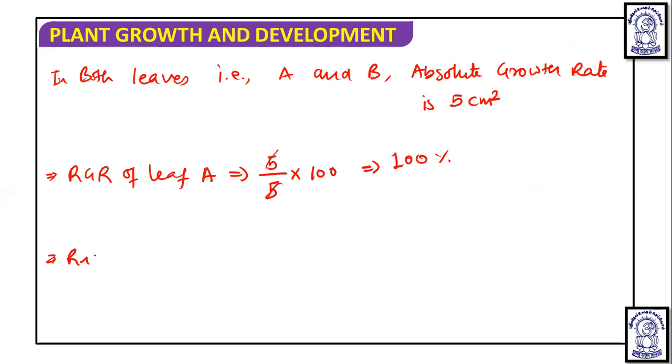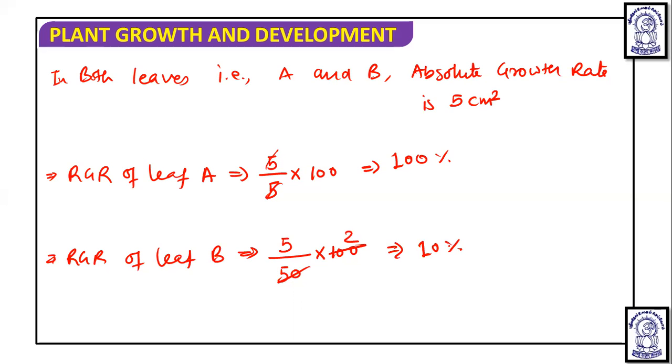But relative growth rate of leaf B is the growth rate per unit time. It is 5 centimeter square, but initial size was 50 centimeter square, into 100, so it is going to be a 10% relative growth rate in leaf B. So relative growth rate in both leaves is different, but absolute growth rate is the same. So absolute is the actual growth which has happened, and relative growth rate is with respect to the reference, that is the initial size.